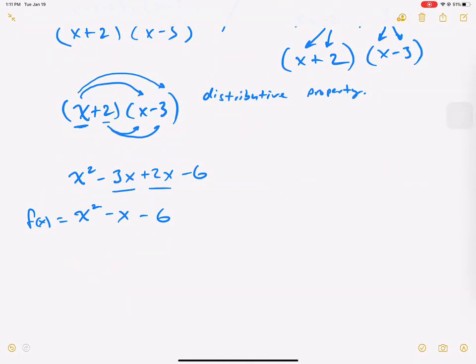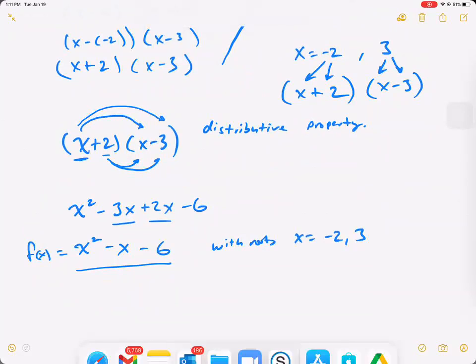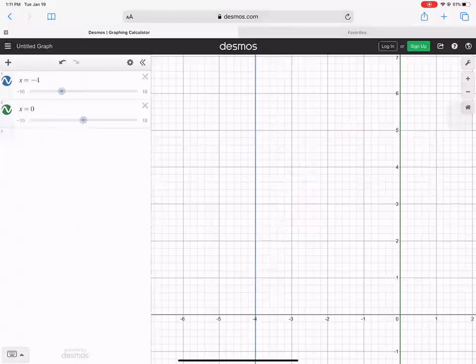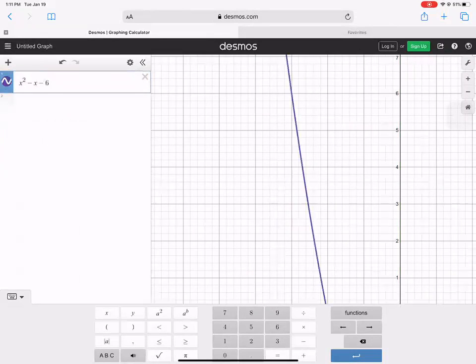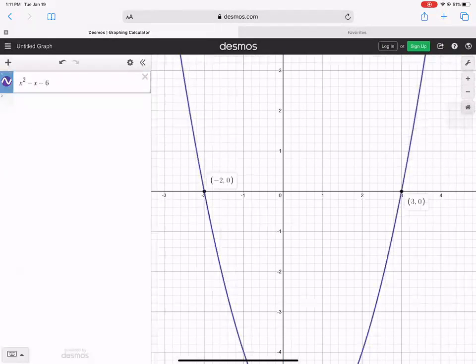Alright, so here's the idea. This is my function that represents the roots x equals negative 2 and 3. Now, just to prove that to you, because we have the ability to do so right now, if I go ahead and graph this out on Desmos, x squared minus x minus 6, if we take a look here, the roots of this problem are over here, positive 3 and negative 2. Yeah, that's a function that has these two roots.